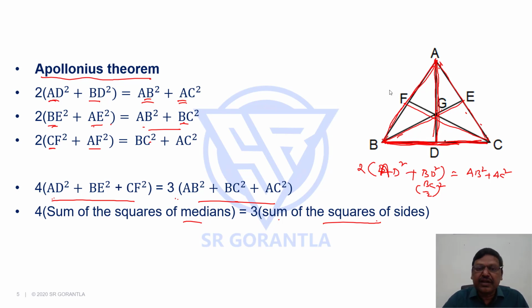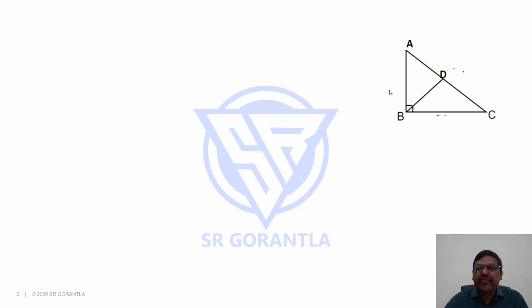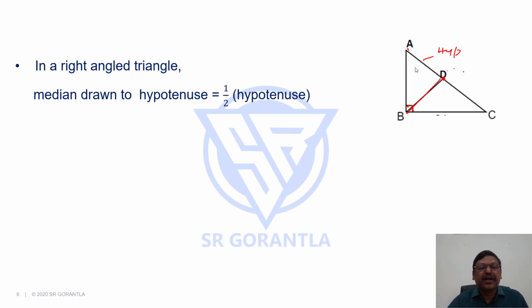Now the special triangle, that is the right angle triangle. If you consider this right angle triangle, the right angle is at B, so AC is the hypotenuse, D is the midpoint of AC, meaning this BD is the median drawn to the hypotenuse in a right angle triangle. In a right angle triangle, the median drawn to the hypotenuse is half of the hypotenuse. That means BD equals half of AC, right?